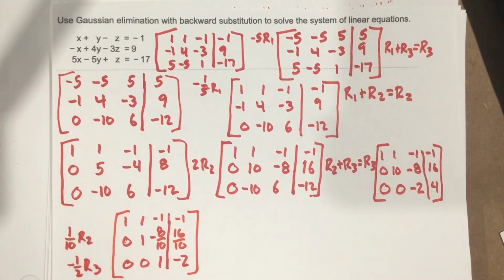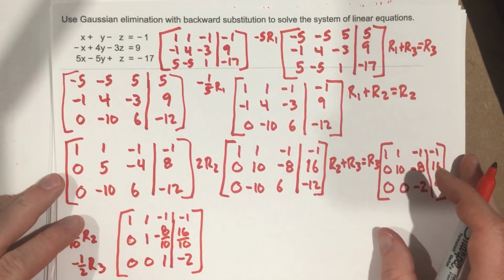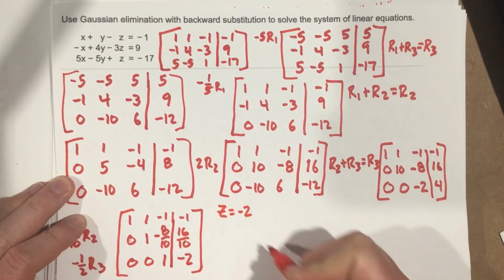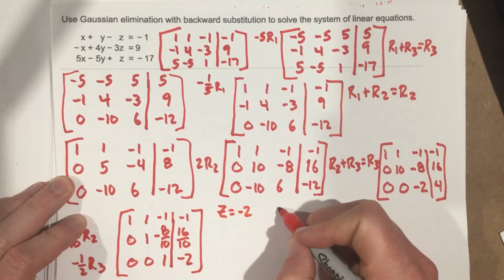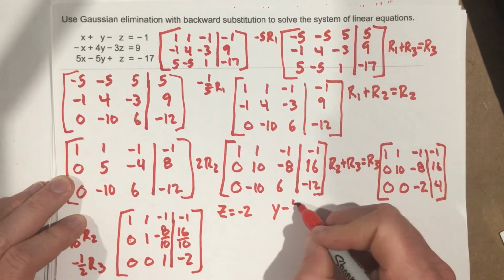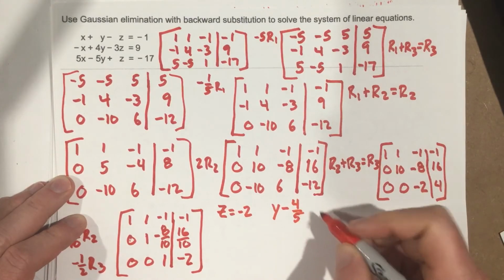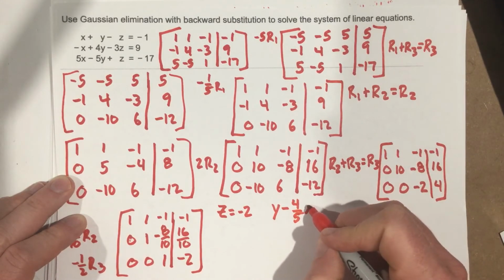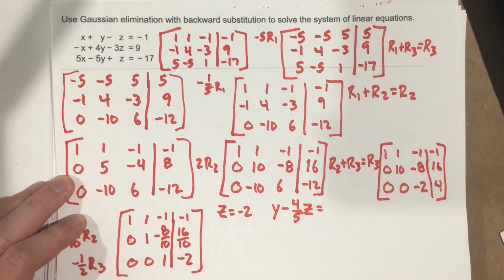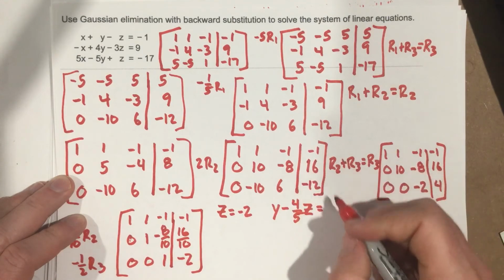All right, let's write the three equations out and use some backward substitution. So we have z equals negative 2. We have y minus, this is actually 4/5, so I'm going to write 4/5 z equals 16 over 10 divided by 2, you get 8 over 5.